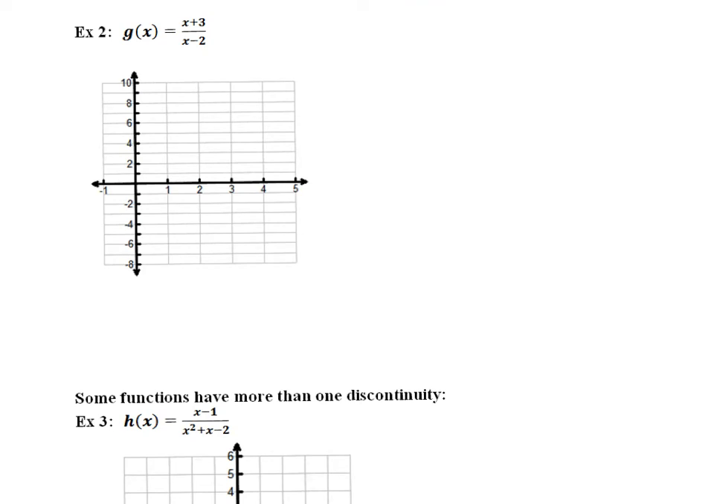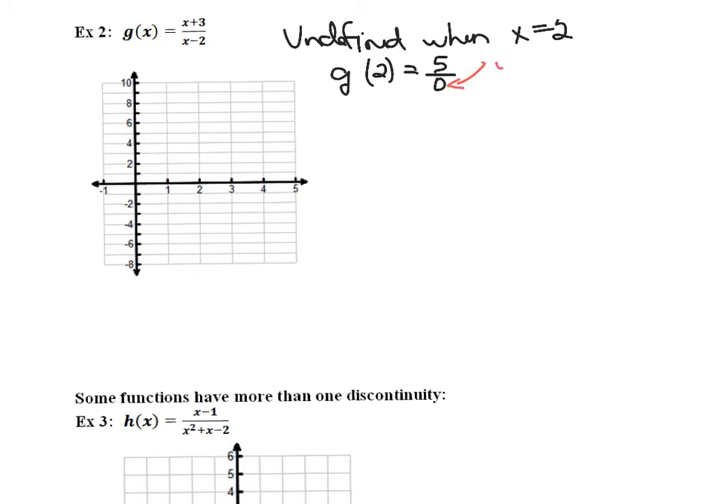Moving on to example number 2, I have the function g of x is equal to (x + 3) over (x - 2). Again, I start by looking at where this function is undefined. So this is going to be undefined when x is equal to 2. Now you'll notice when I go back to my original function and I try to find g of 2, g of 2 is going to be equal to 5 over 0. So if I only have a value that's undefined, not indeterminate, that tells me that I actually have a vertical asymptote at this spot.